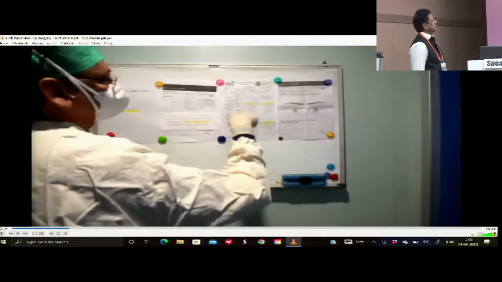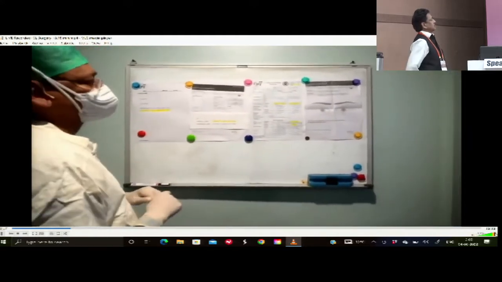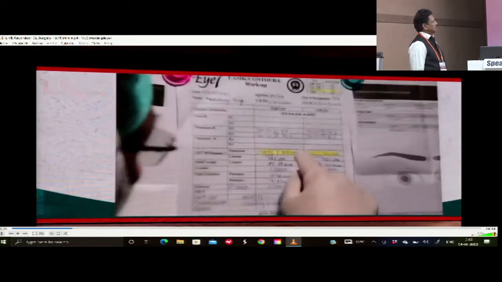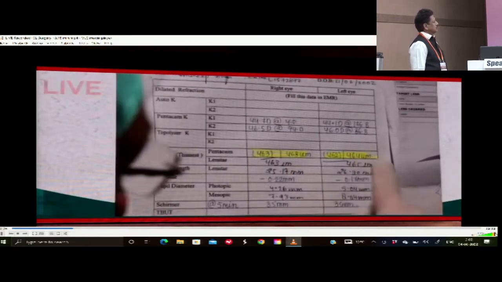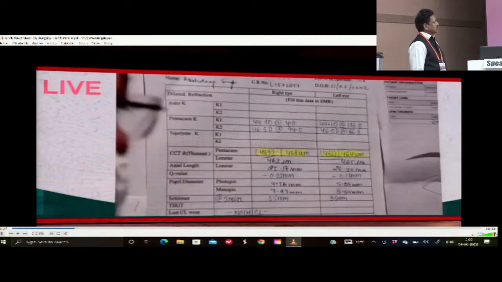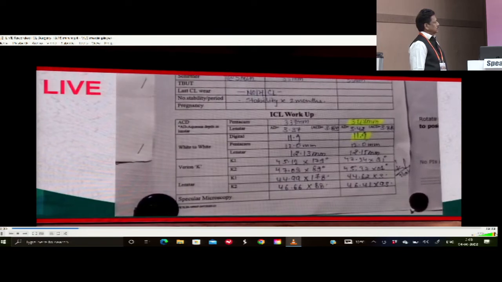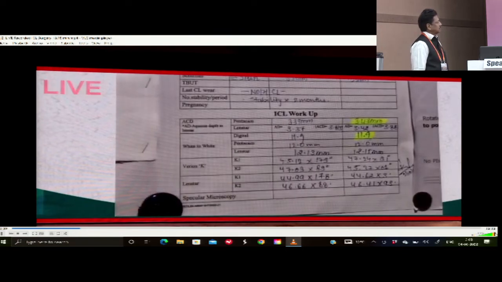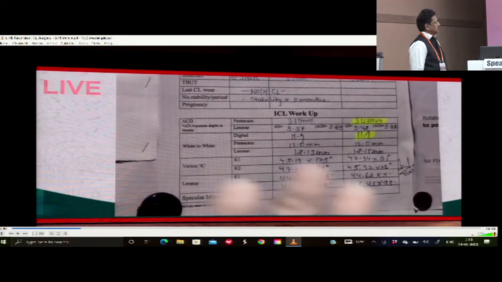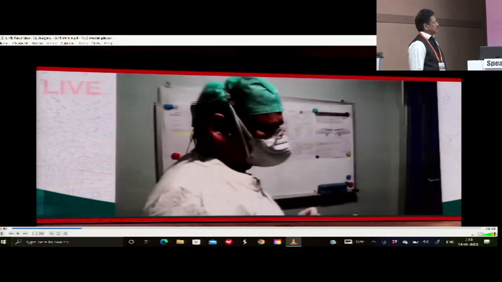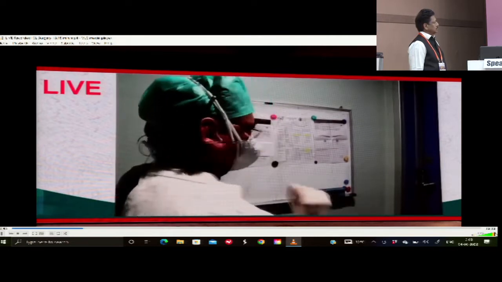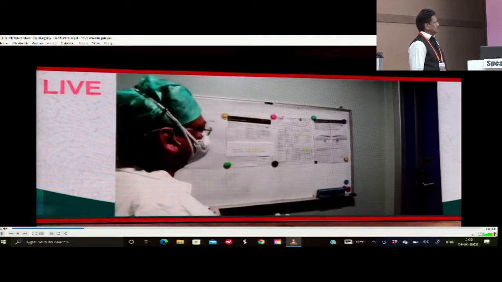Now we come to this chart. This is a workup sheet for ICL. If you see, the cornea's thickness is 468 in the right eye, 464 in the left eye. So it's a very thin cornea. Now come here, the ACD. ACD is 3.47. Wow, excellent. Normally it's rare to find an ACD of this amount. ACD should be 3.0 or more, and the minimum cutoff should be 2.8, nothing less than 2.8.